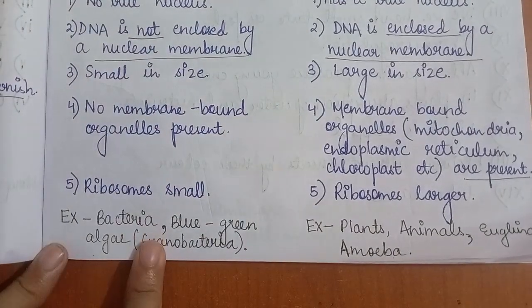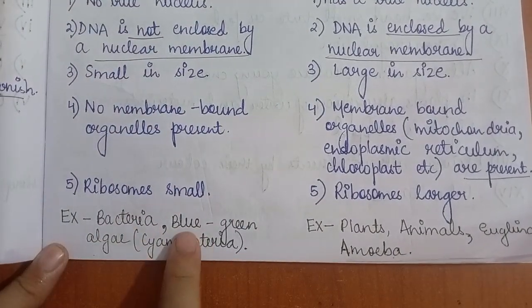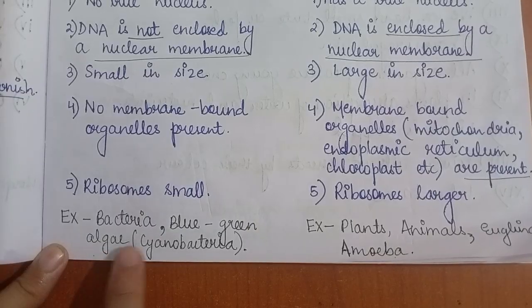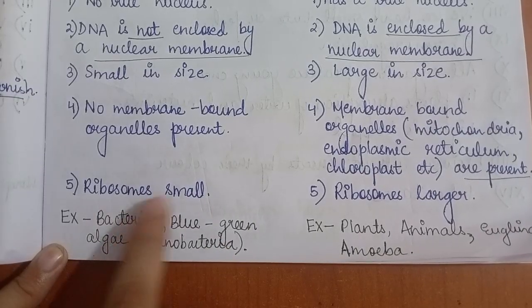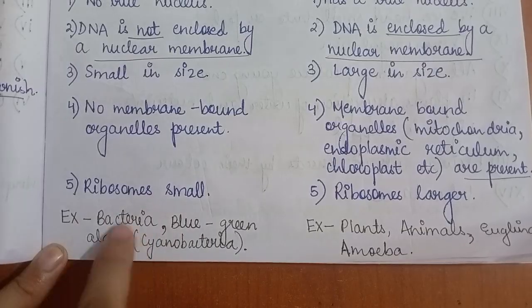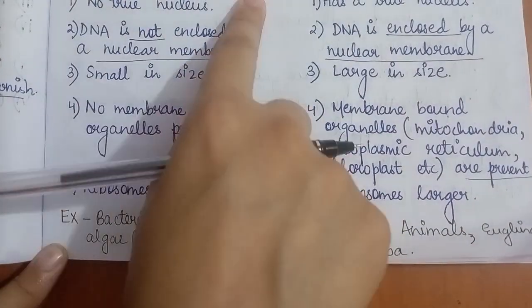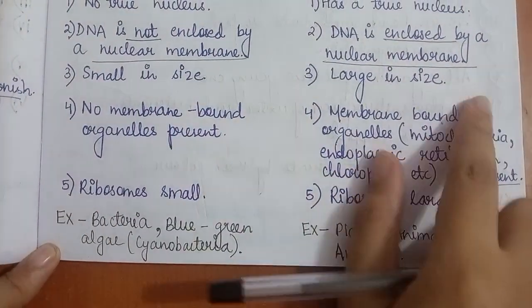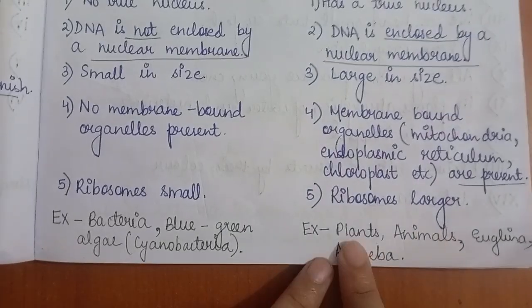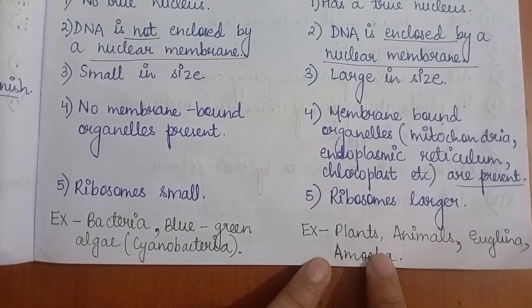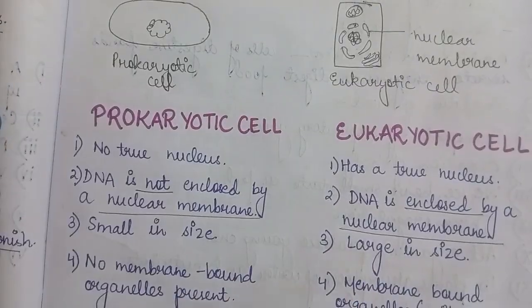Examples of prokaryotic cells are bacteria and blue green algae, which are also known as cyanobacteria. They were responsible for the origin of life on this earth. So they all come under the category of prokaryotic cells. Now eukaryotic cells, their examples are plants, animals, euglena, amoeba. I hope these differences are clear.